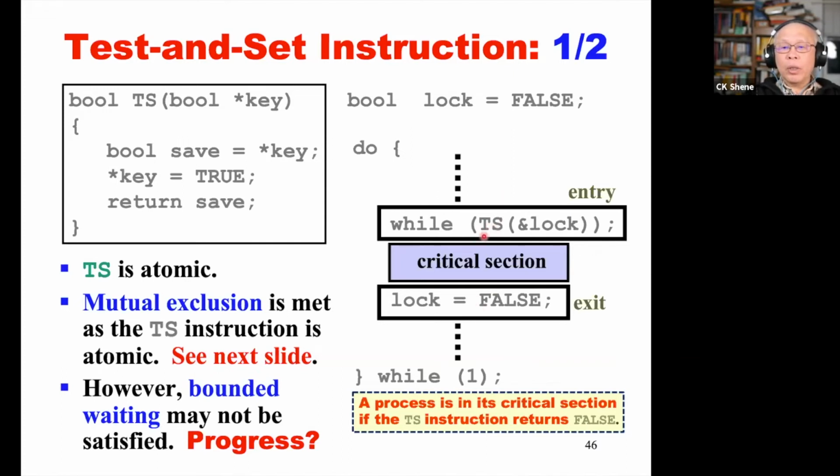So let me quickly go through it. A process can enter its critical section if the TS instruction returns false. Now, before we actually prove this algorithm satisfies mutual exclusion, please pause and make sure you understand what I explained. Always remember the TS instruction is atomic. Please pause.